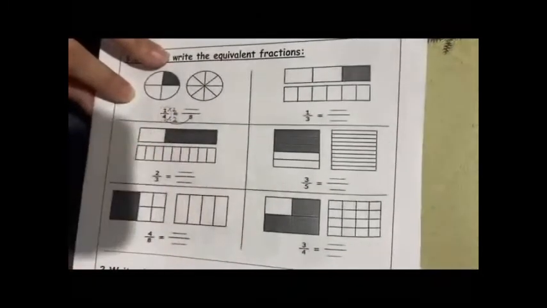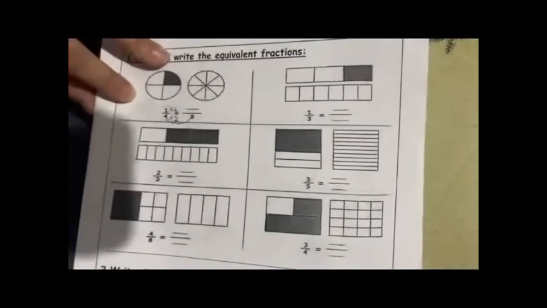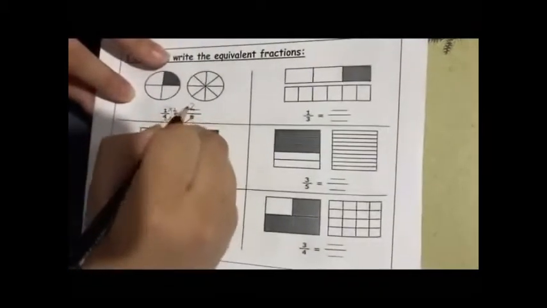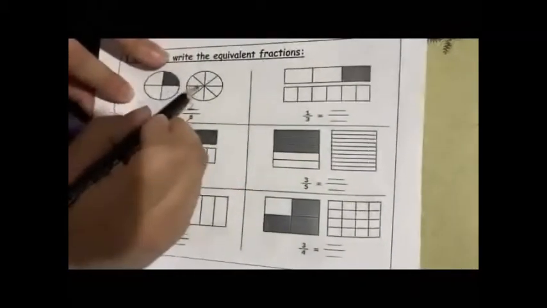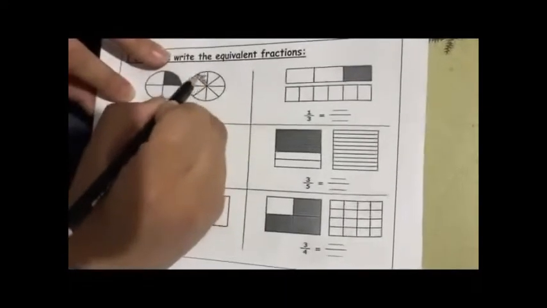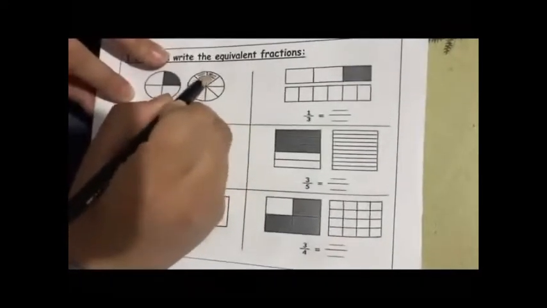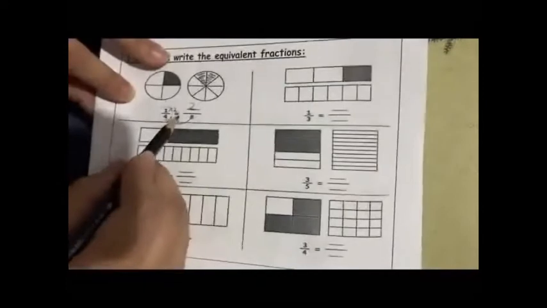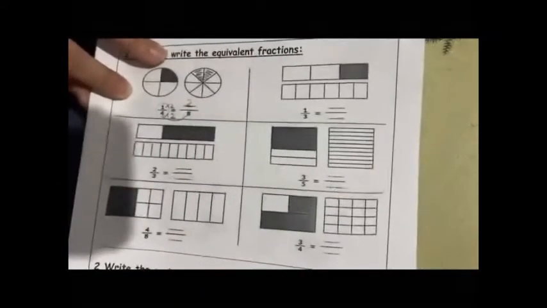Times 2, up and down. 1 times 2 gives me 2. So now, how many parts here? I will shade only 2 parts. So a quarter is equivalent to 2 over 8.